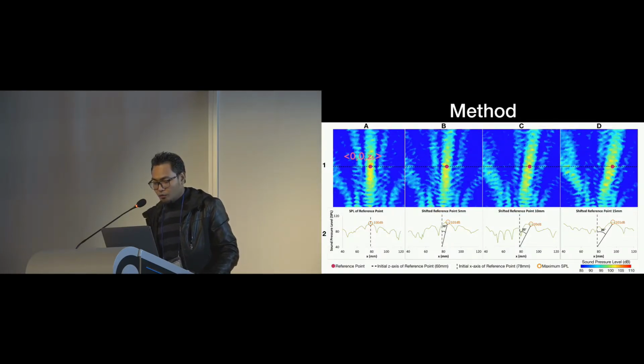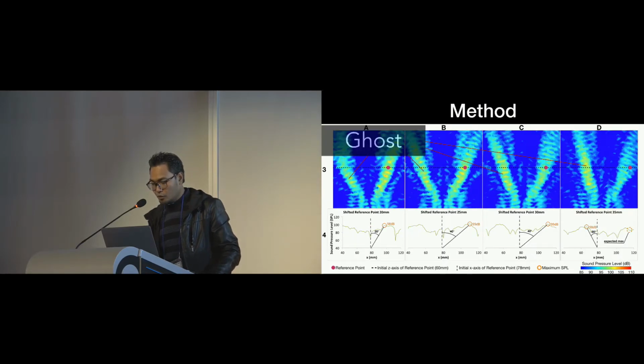Now, we shifted it in the first row by 5 mm each, like A, B, C, and D: 5 mm, 10 mm, 15 mm. And we track the changes of sound pressure level in the second row. Quite good. We didn't see any ghost yet. But we have a problem here. Whenever we extend the shift from 20 mm to 35 mm, we see ghosts. Also not good at the bottom, like the fourth row.